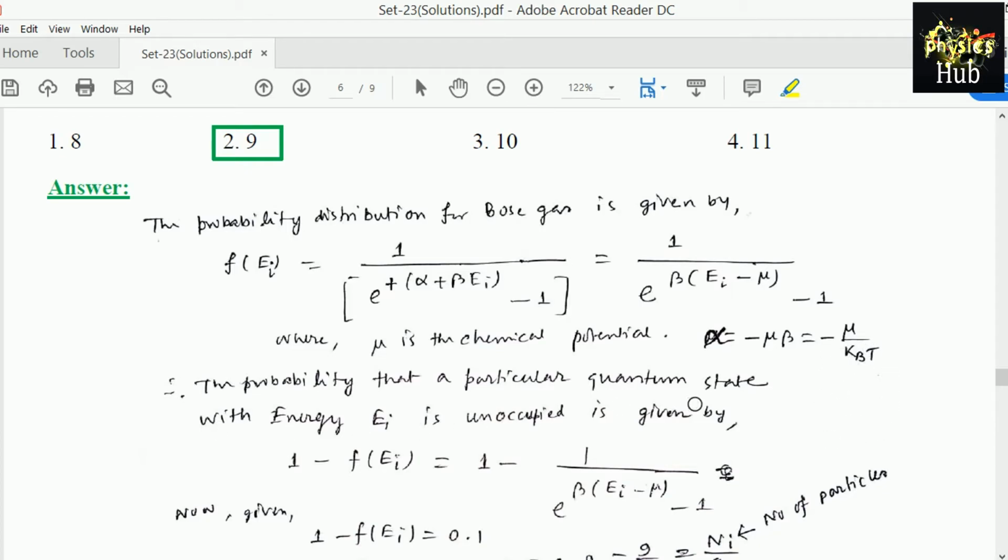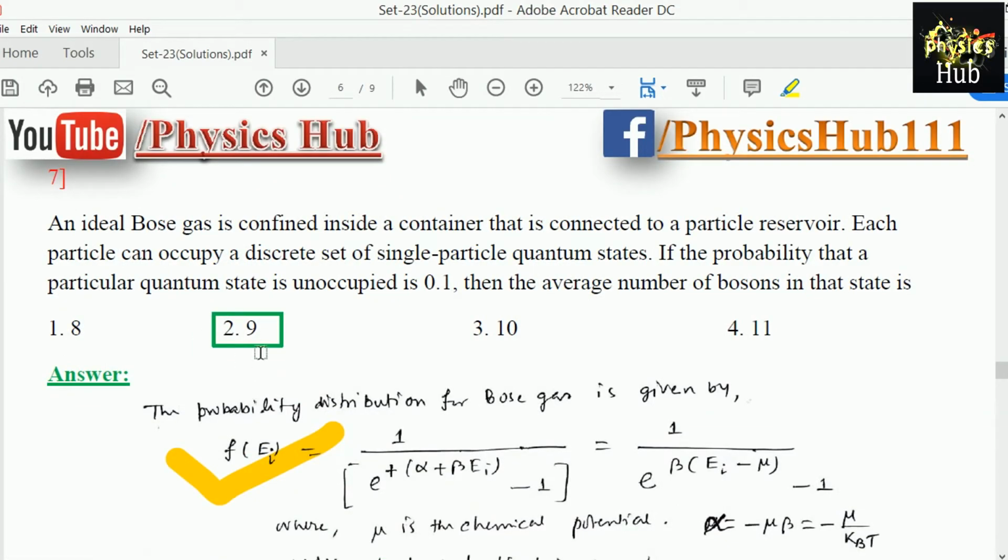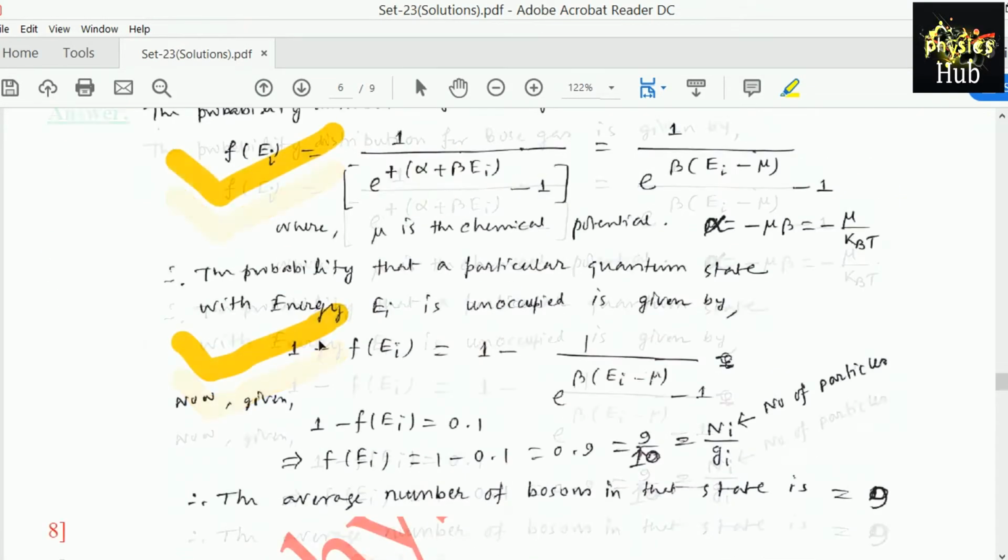The probability that a particular quantum state with energy ei is unoccupied is given by 1 minus f of ei. f of ei is the probability of being occupied, and 1 minus f of ei is the probability of being unoccupied. So, this is given to be 0.1. Therefore, f of ei, the probability of occupancy, is 0.9, meaning 9 by 10. And this is generally written as ni by gi, so the average number of bosons in that state is n. 9 is the correct answer of question number 7.